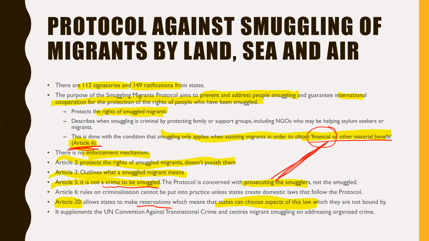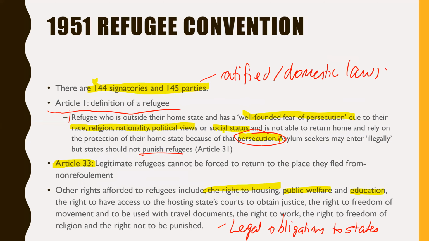Often people just call it the Protocol Against Smuggling of Migrants. So it is fine just to call it that. And people sometimes just call the Refugee Convention just the Refugee Convention. So you're fine calling it either of those things.